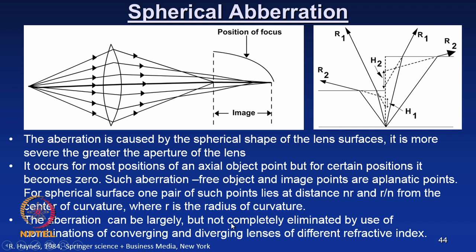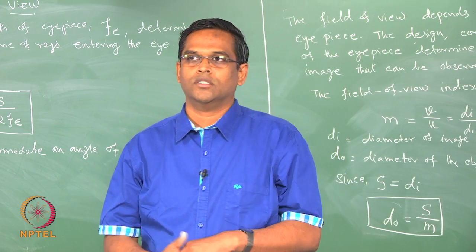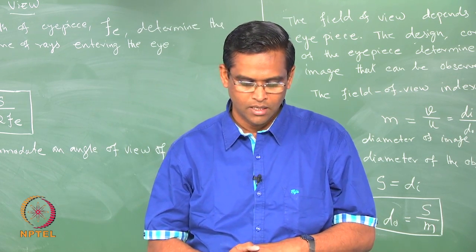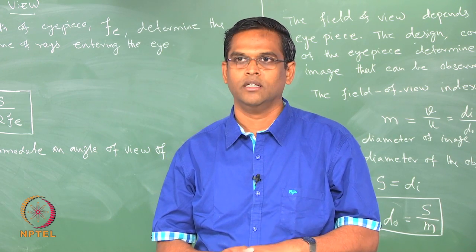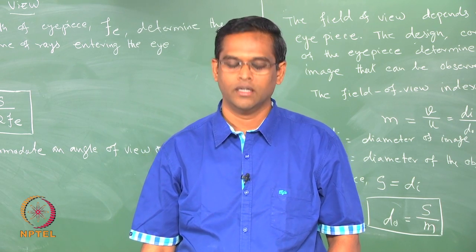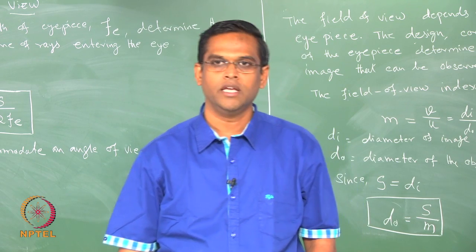This aberration can be largely but not completely eliminated by the use of combinations of converging and diverging lenses of different refractive indexes. This is one of the important and very difficult defects to be eliminated in the optical lens. So we will look at how this spherical aberration is eliminated in due course, and other aberrations we will see in the next class.